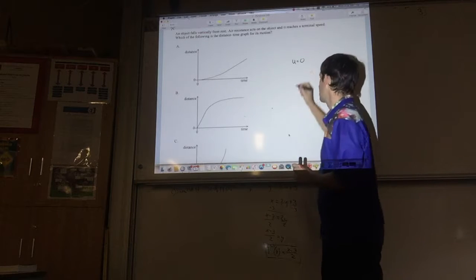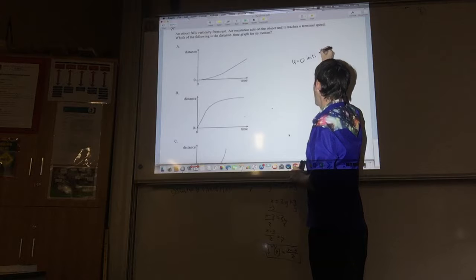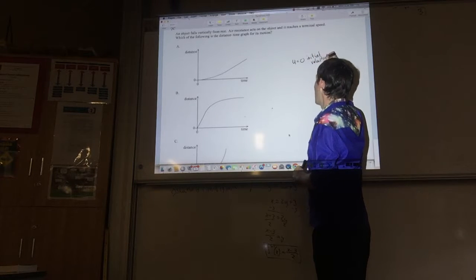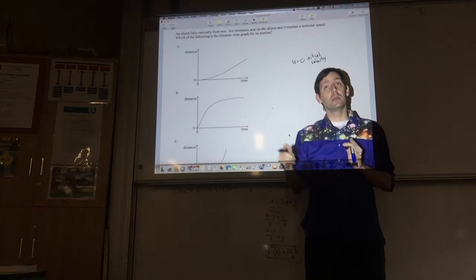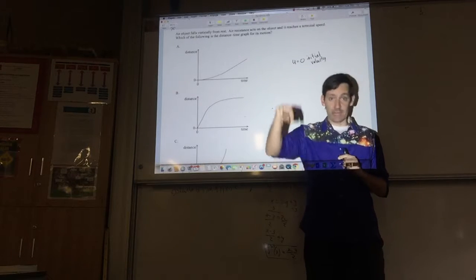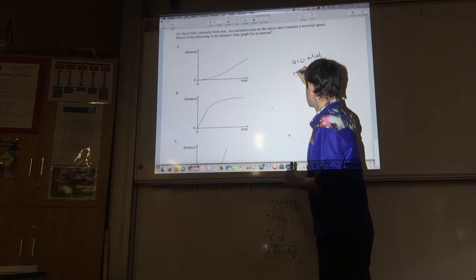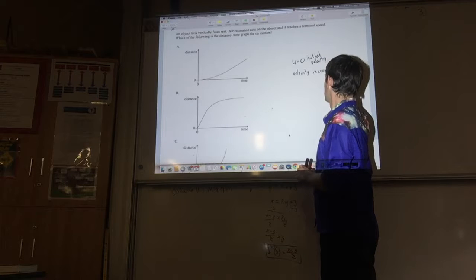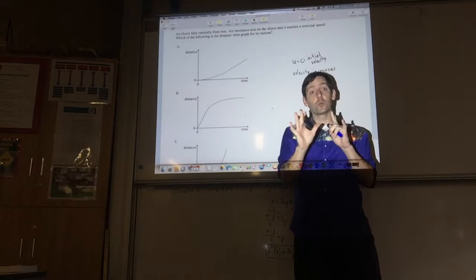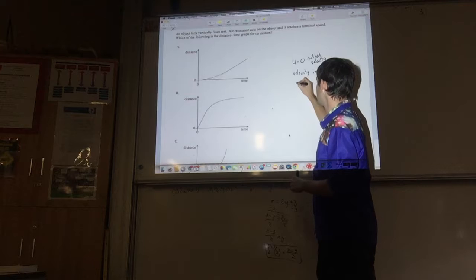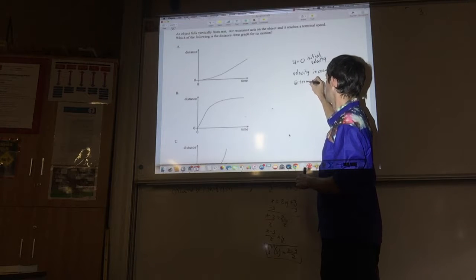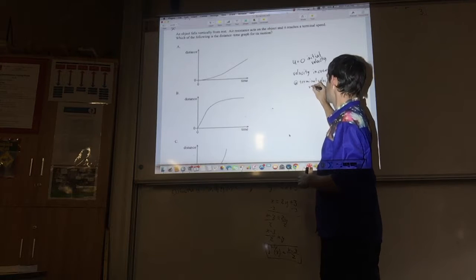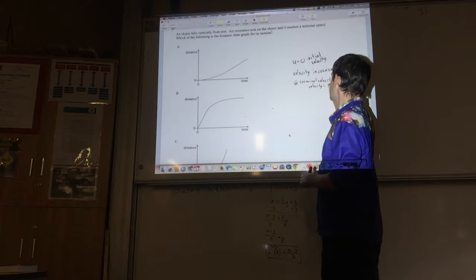That's my velocity, right? What happens to the velocity as time progresses? Well, it's going down, it's going faster and faster and faster. Velocity increases until we get to a point where it reaches terminal velocity. At terminal velocity, the velocity is constant.